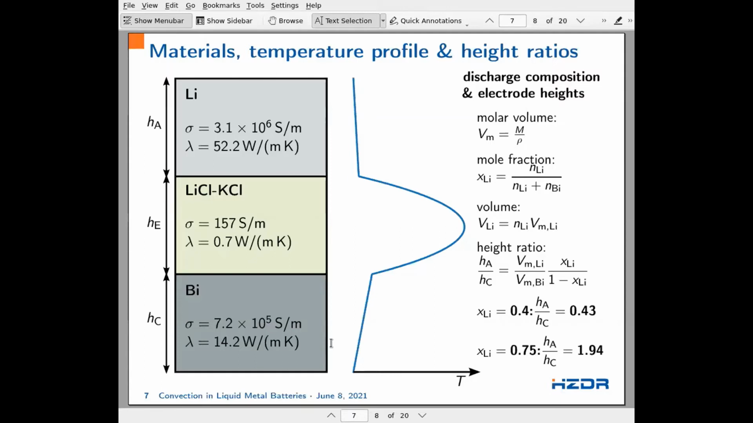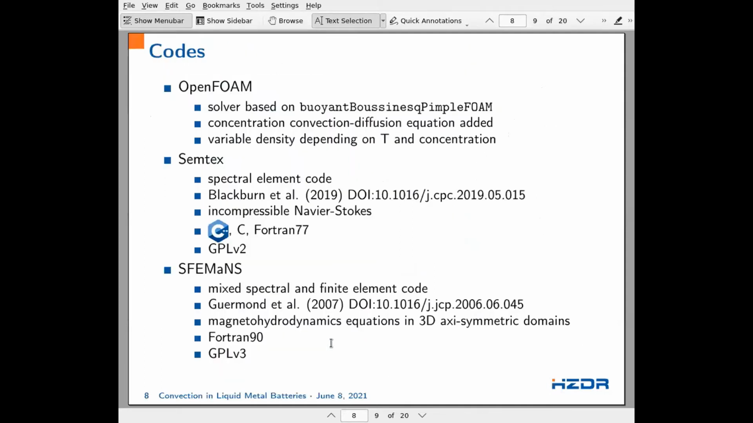Another thing I wanted to say here is that the height ratio of the anode and the cathode can be determined by the mole fraction at discharge. If you remember the phase diagram, the one phase region stops at 0.4 lithium in the alloy. That would mean the anode is just half as high as the cathode. And if you go fully to lithium-3 bismuth, then the anode would be twice as high as the cathode. So a factor of 2 is the maximum meaningful. That's what I wanted to say.